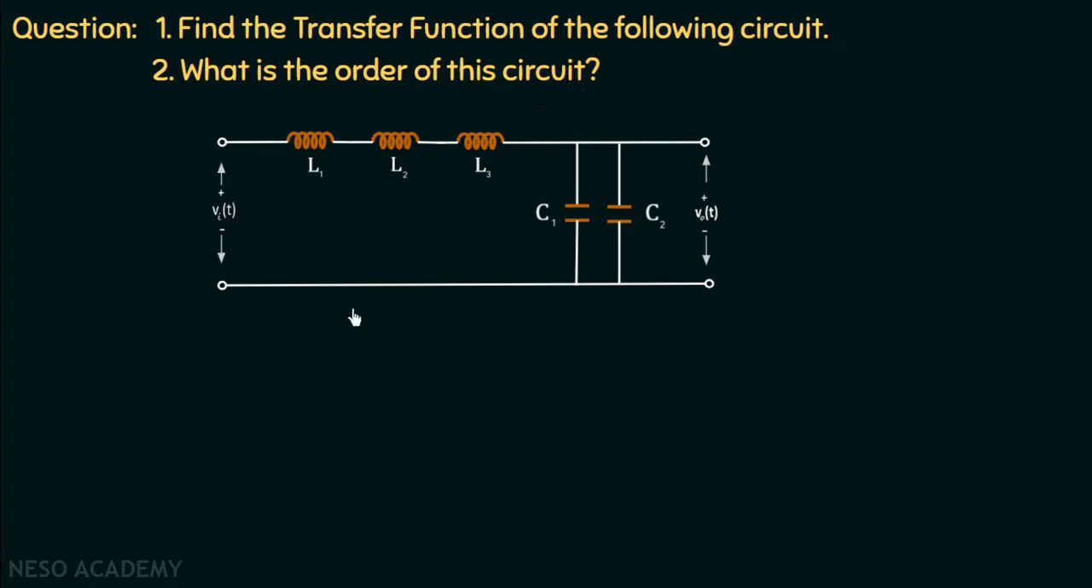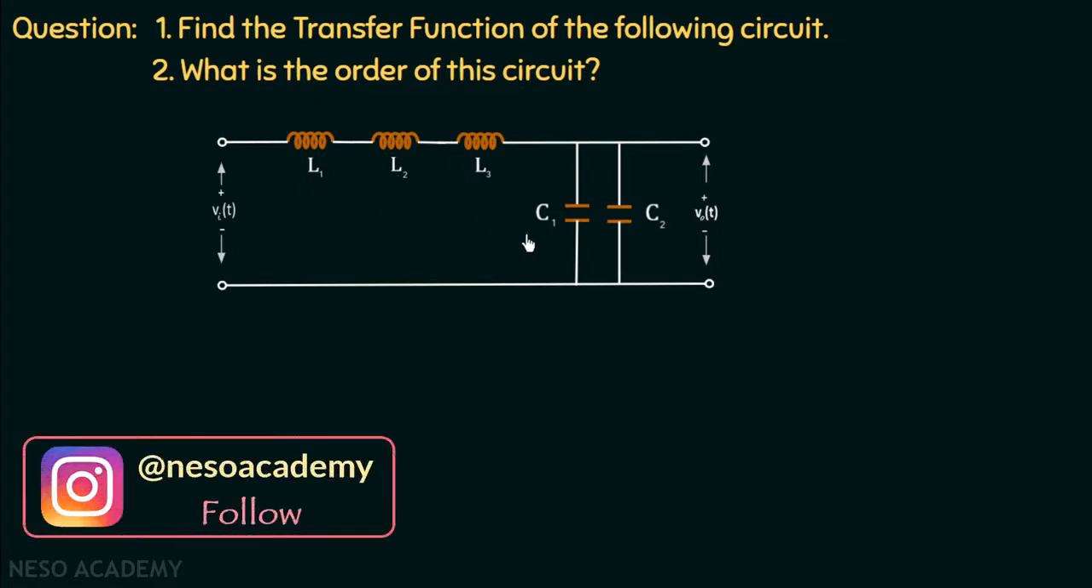So, we are given a circuit in which 3 inductors L1, L2 and L3 are connected in series and 2 capacitors C1 and C2 are connected in parallel. The input voltage VIN(t) is given to the circuit and the output voltage is measured across the capacitors, which is VOUT. And we need to find out the transfer function and we need to calculate the order of this circuit.